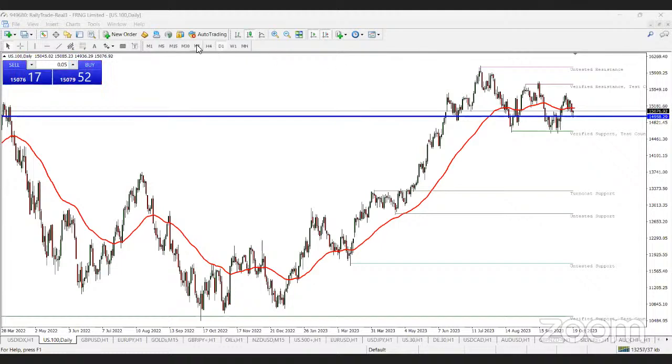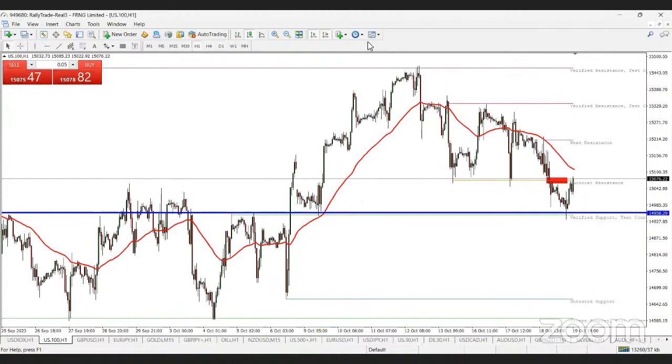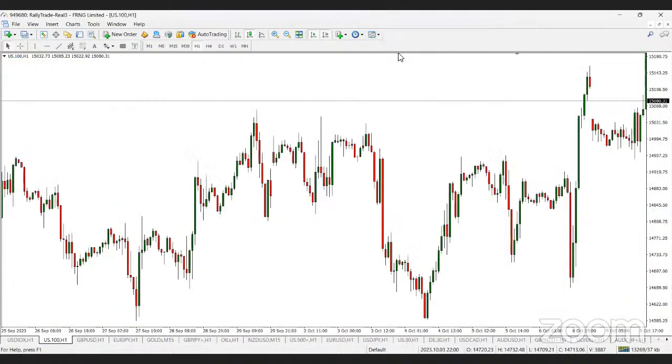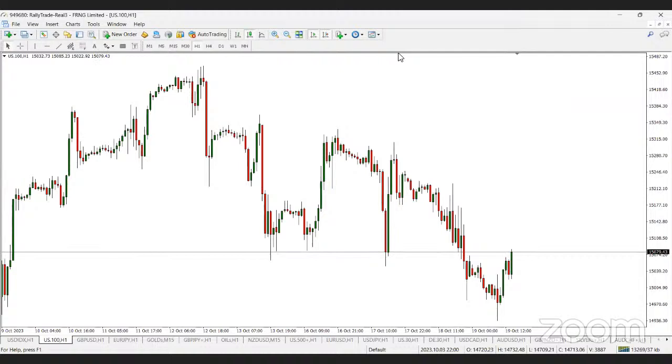Now, what does that mean? If it's on a downtrend, that means that if we go to my 1 hour now, let me give us a clearer chart. In fact, without any support and resistance.